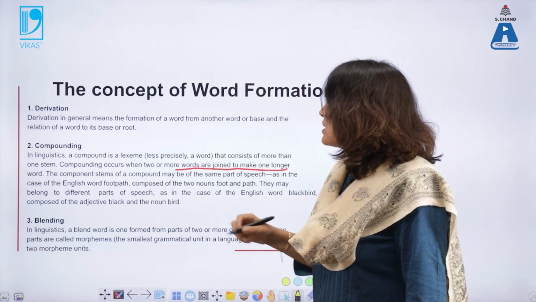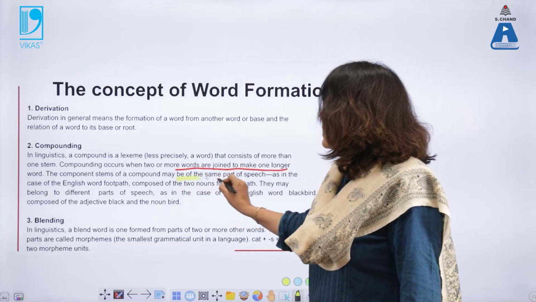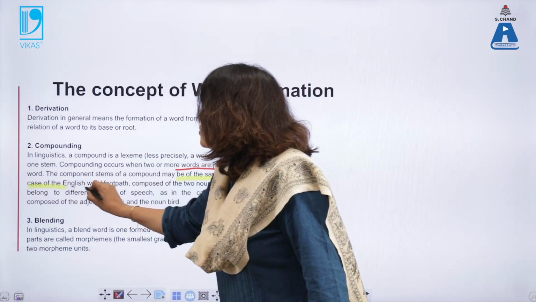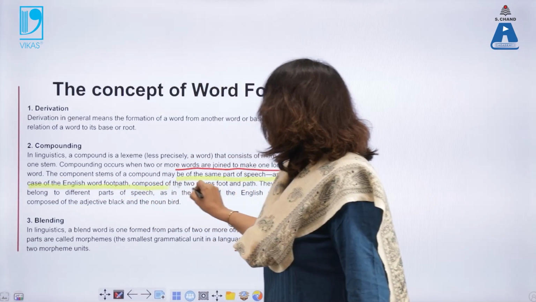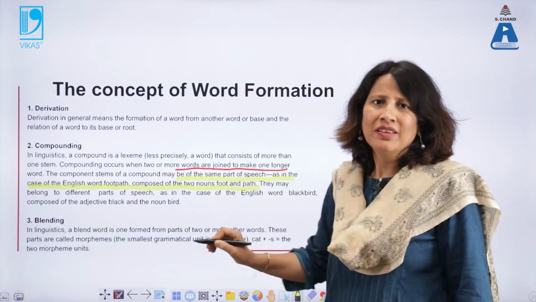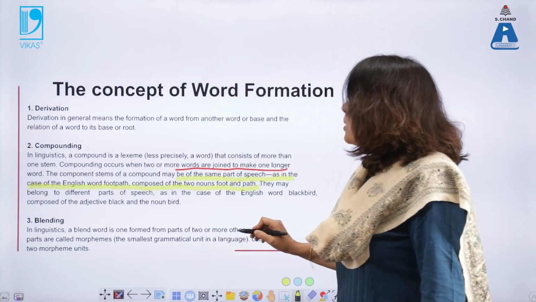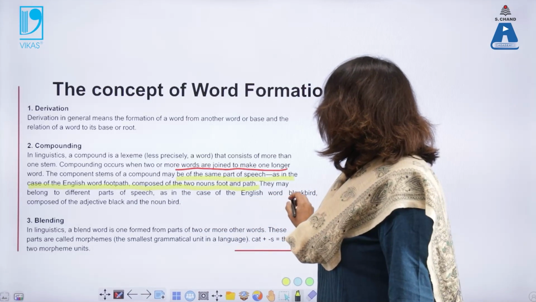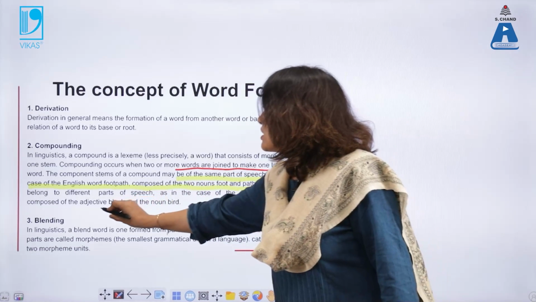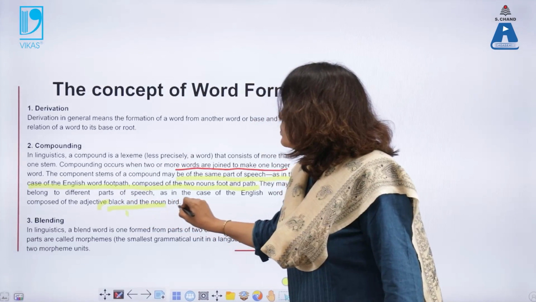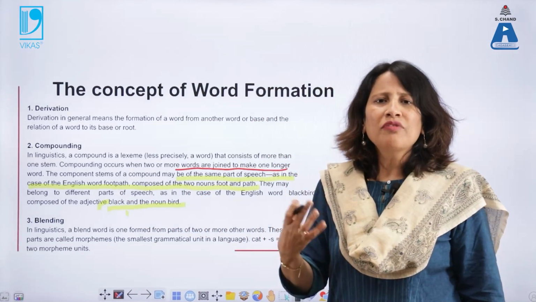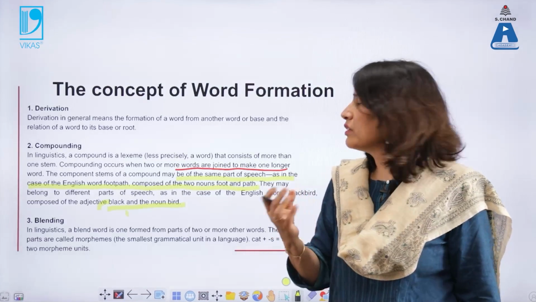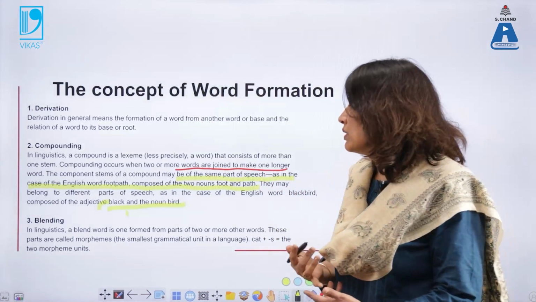The component stems of a compound may be of the same part of speech, as in the case of the English word footpath, composed of the two nouns foot and path. They may also belong to different parts of speech, as in the case of the English word blackbird, composed of the adjective black and the noun bird. So it takes a lot of effort to understand which different words are making a compound word.